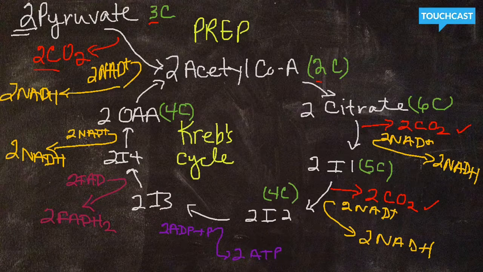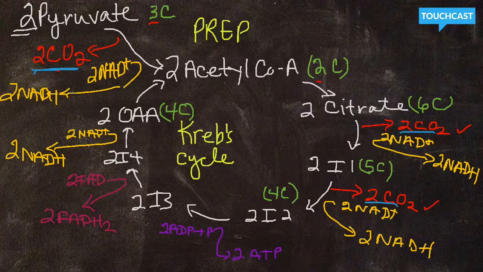So first let's look at our carbon dioxide. As I said, we got 2 molecules of carbon dioxide in the prep reaction, then we created 2 molecules of carbon dioxide going from citrate to intermediate 1, and then 2 more molecules of carbon dioxide going from intermediate 1 to intermediate 2. So we have given off our 6 molecules of carbon dioxide that are mentioned in the cellular respiration equation.